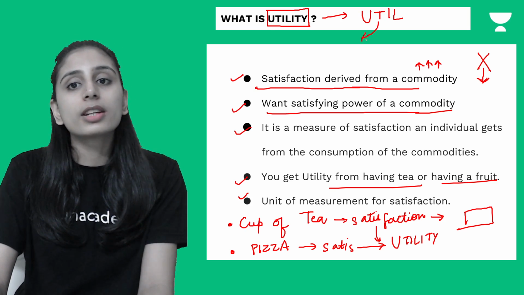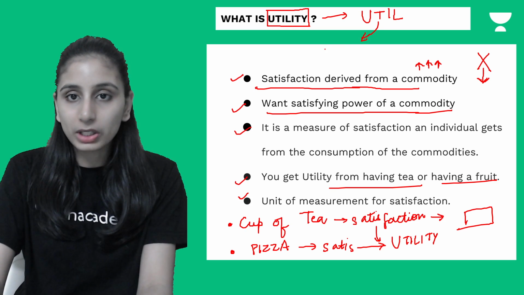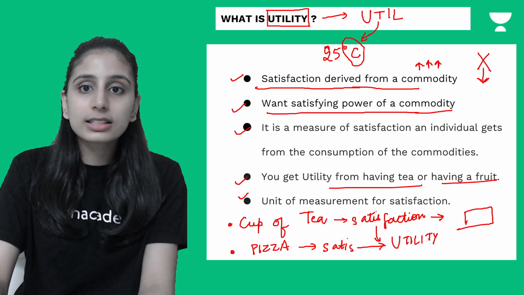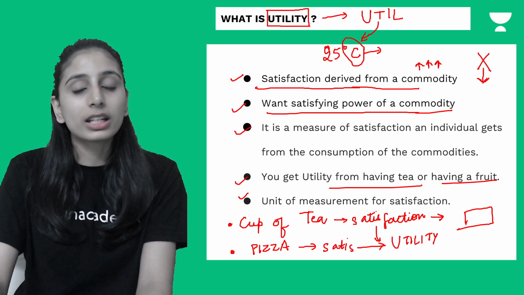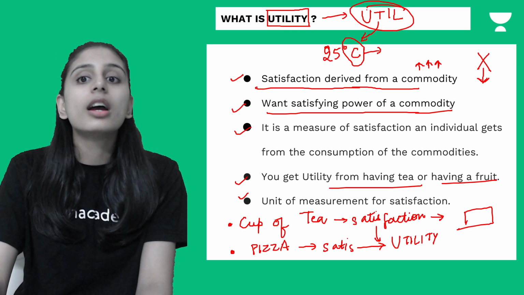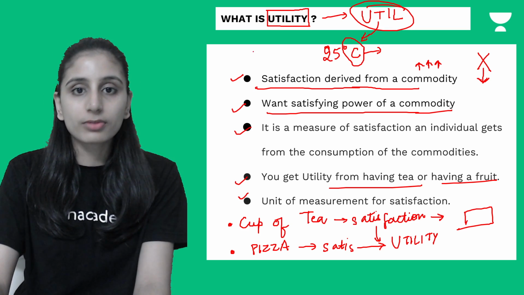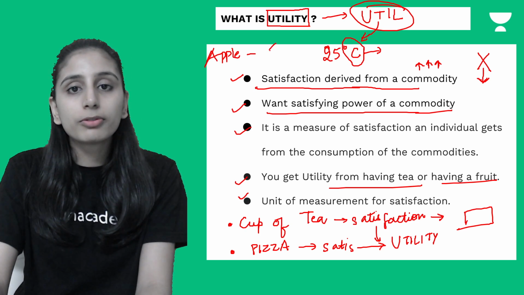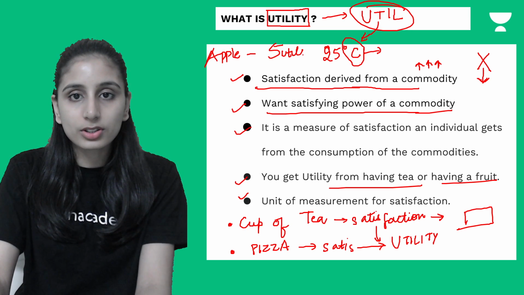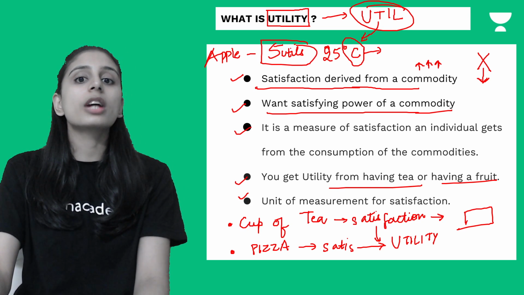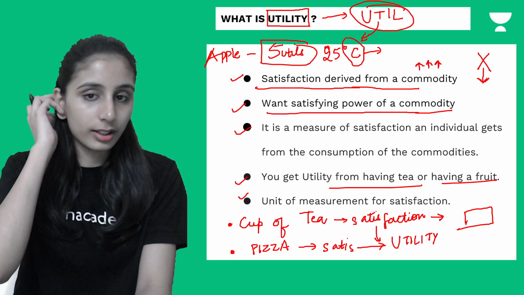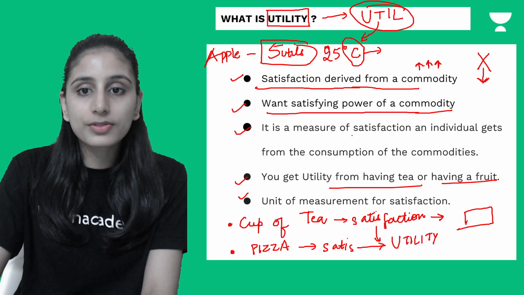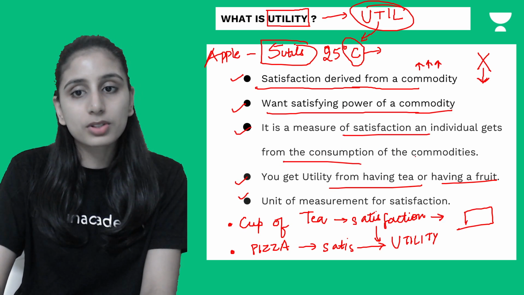जैसे हमारा, for example, if I measure temperature, the temperature is 25 degree Celsius. तो जो डिग्री सेल्सियस है, ये is a unit for measuring temperature. ऐसे ही util क्या है? A unit for measuring satisfaction. For example, I ate an apple and I got 5 utils of satisfaction. So this is how util is used, and this is how we can even write utility in terms of numbers. Okay. It is a measure of satisfaction an individual gets from the consumption of the commodities.